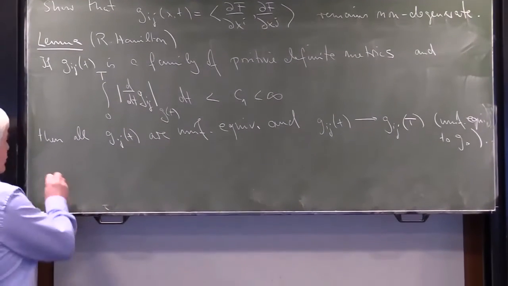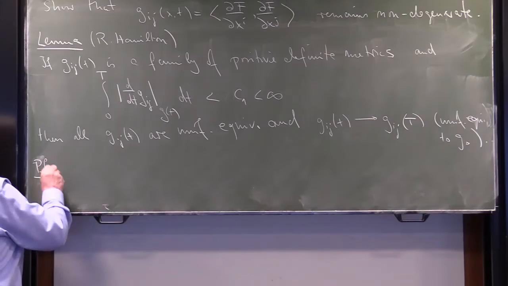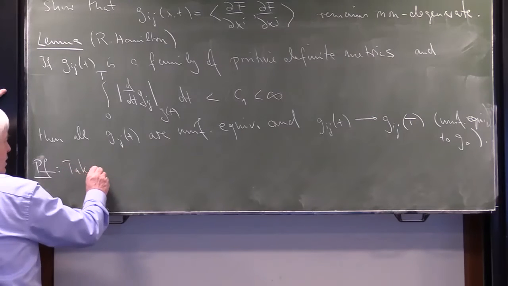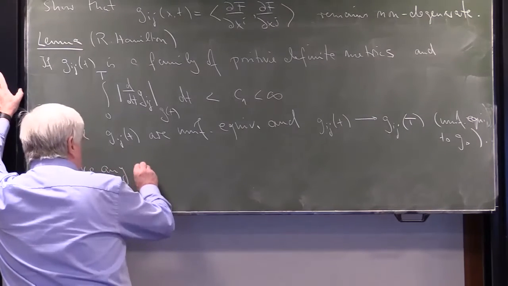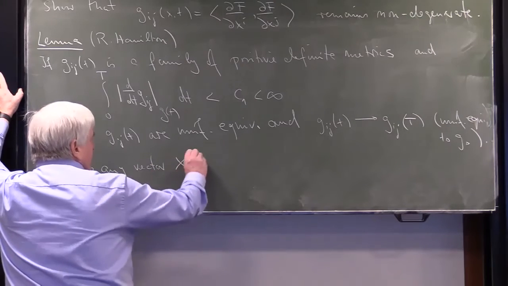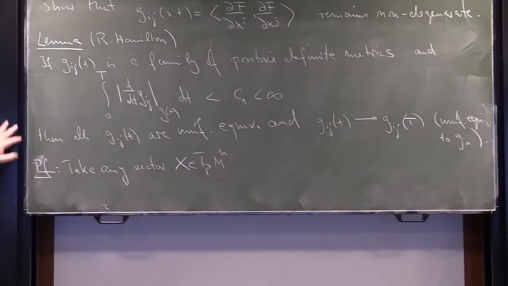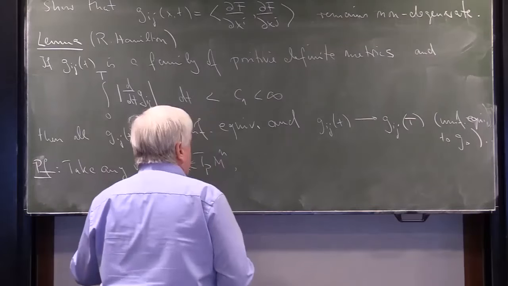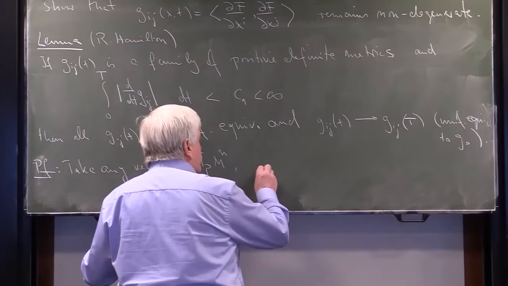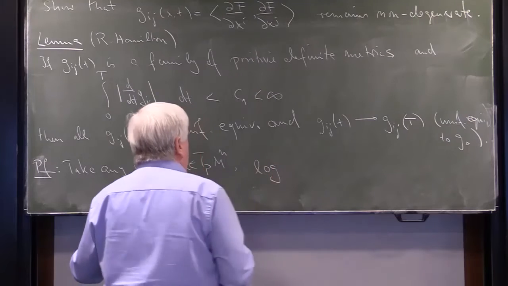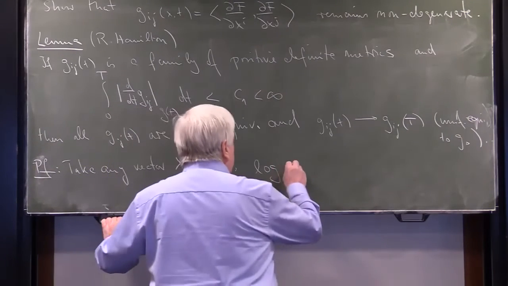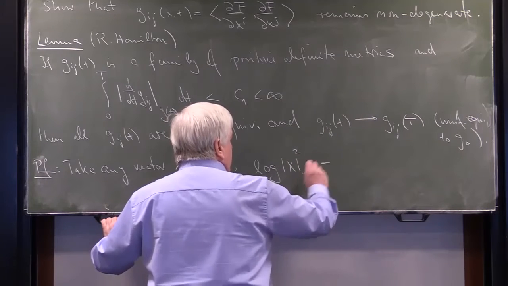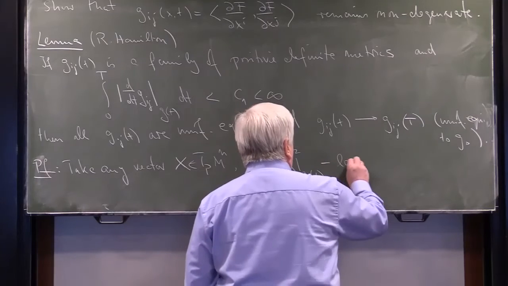And the proof is quite simple. You take any tangent vector x, independent of time, just a vector, and then compute how the logarithm of the length of x with respect to g(t) changes with respect to time.